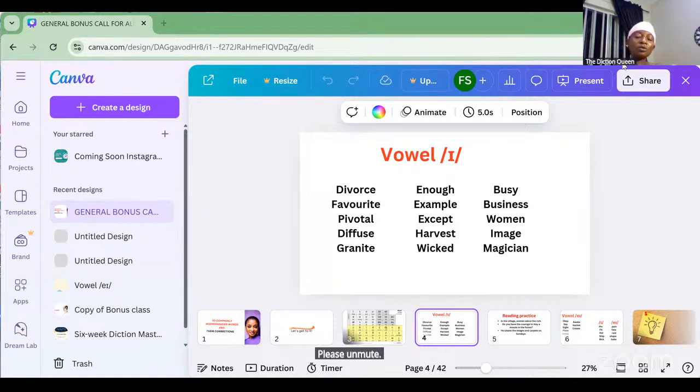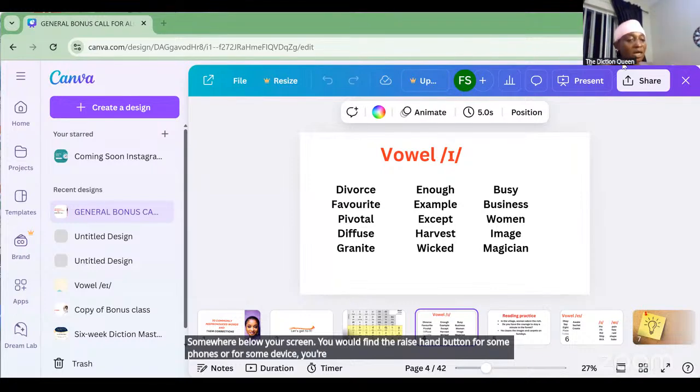Makinde, please unmute. Those of you asking that I call you in the chat, I'm sorry, it doesn't work like that. Look below your screen. You're going to see the raise hand button. For some phones or devices, you're going to find reaction. Click on reaction, you would find the raise hand button. Click on it, I would automatically see your hands up. Makinde, please proceed.